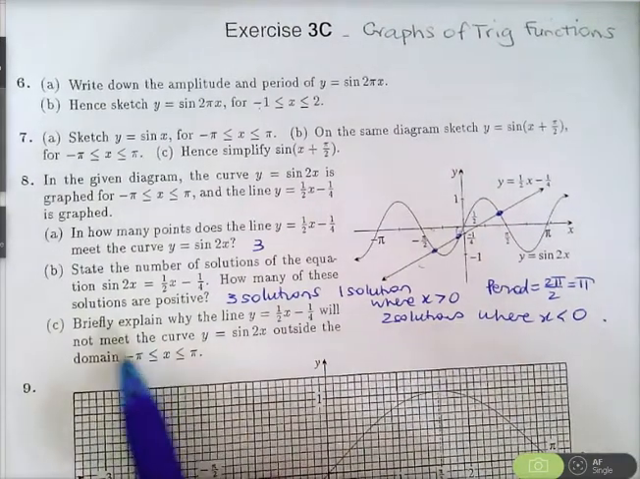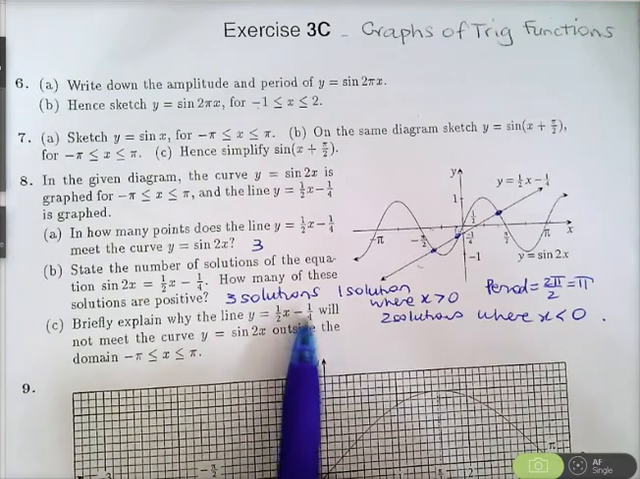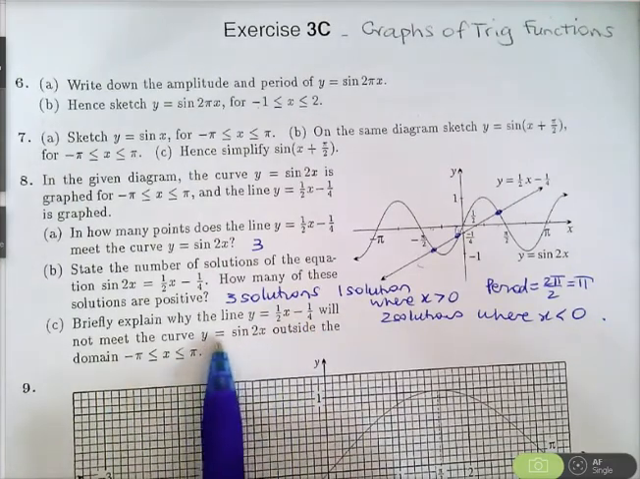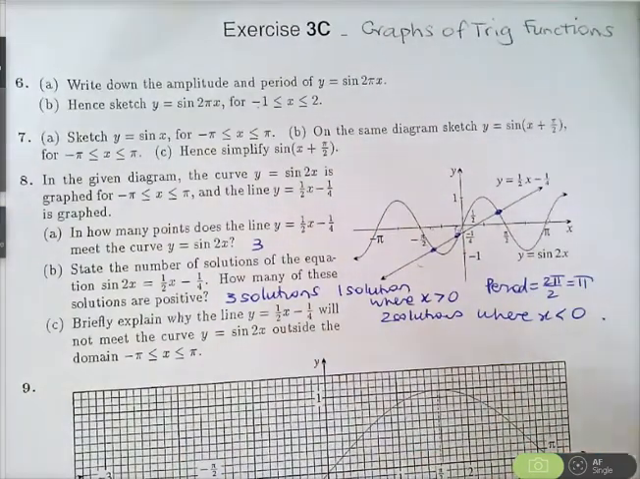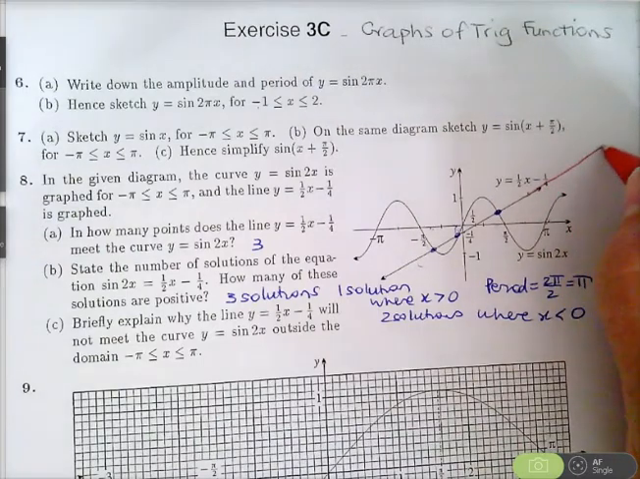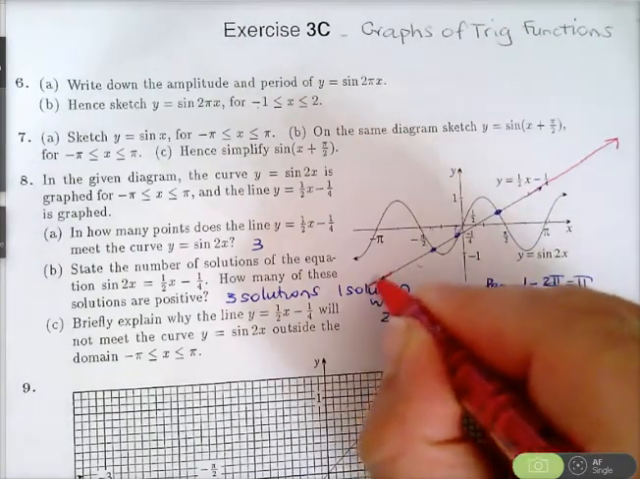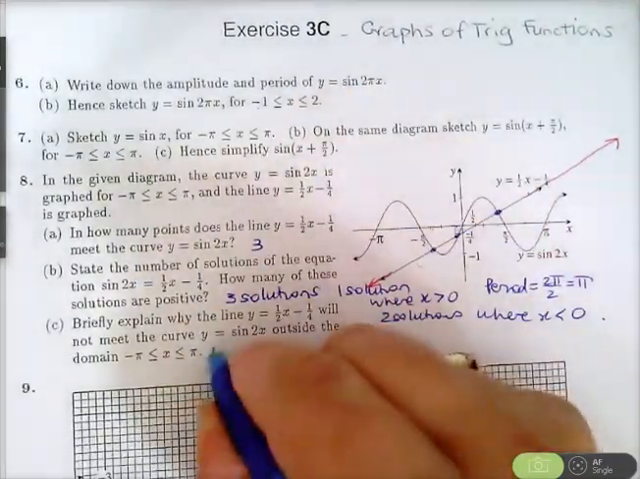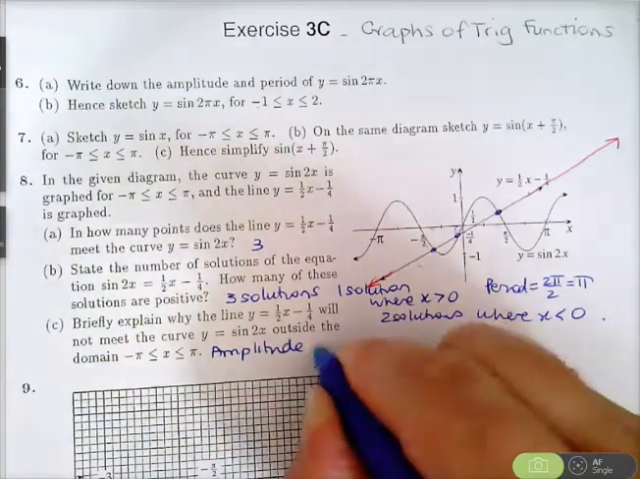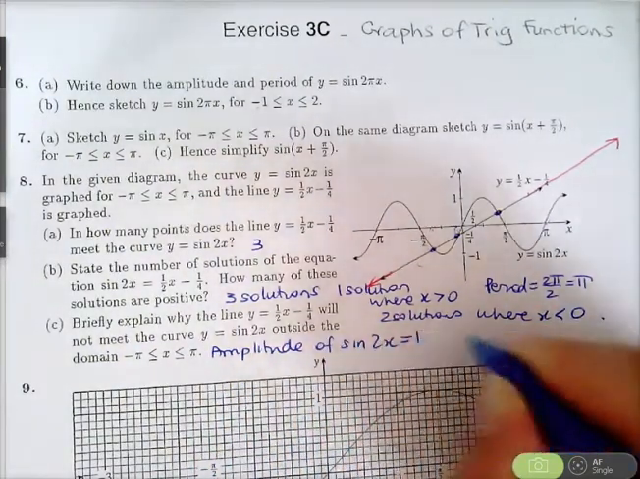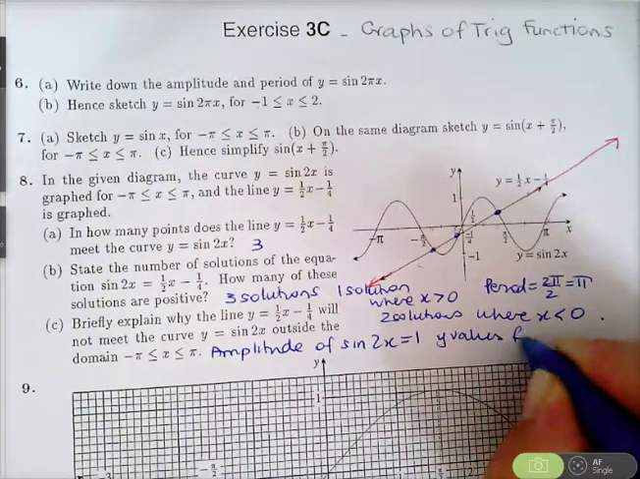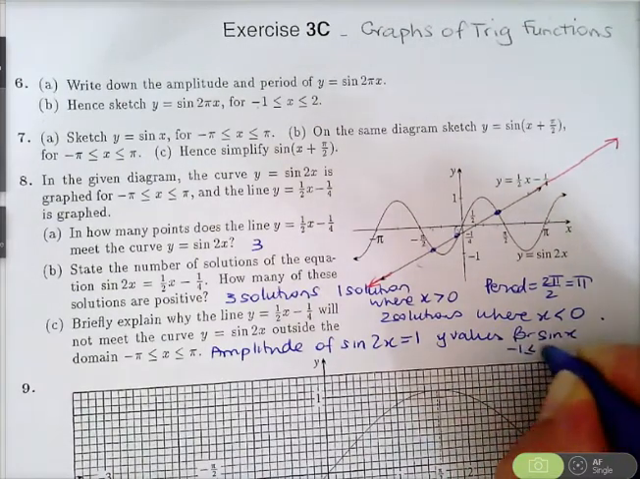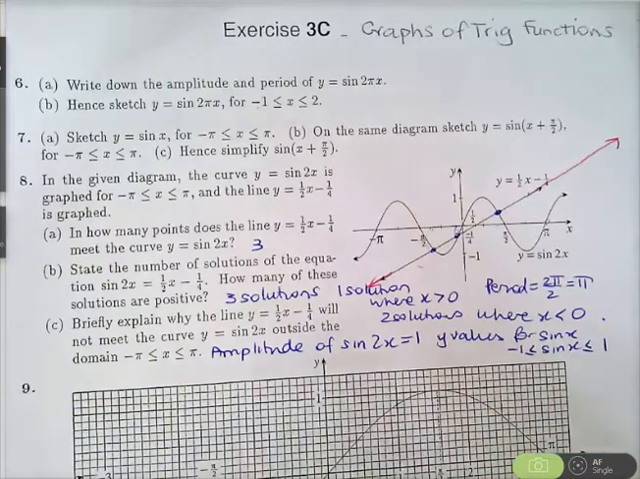And then the last question is, briefly explain why the line y equals a half x minus a quarter will not meet the curve y equals sine 2x outside the domain from negative pi to pi. Notice that the straight line will continue up, and this line will continue down there. The reason for this has to do with the amplitude. The amplitude of sine 2x equals 1. So in other words, the y values for sine 2x are between negative 1 and positive 1.